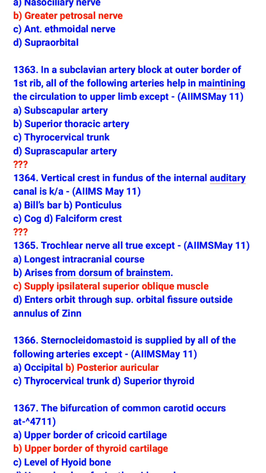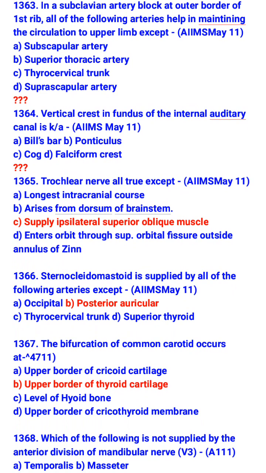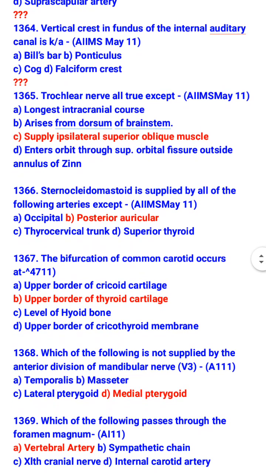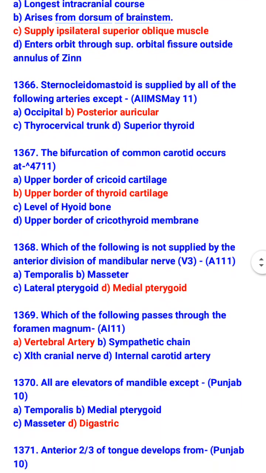What is true about trochlear nerve? Longest intracranial course. It arises from dorsum of brainstem and enters orbit through superior orbital fissure outside annulus of Zinn. Sternocleidomastoid is supplied by all of the following arteries except posterior auricular. So sternocleidomastoid is supplied by occipital, thyrocervical trunk and superior thyroid. The bifurcation of common carotid occurs at upper border of thyroid cartilage.